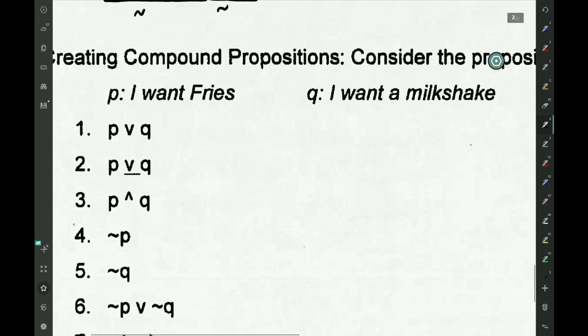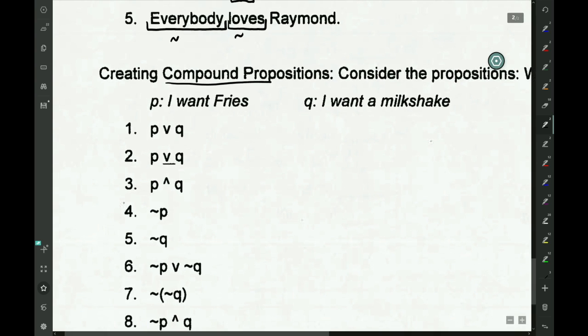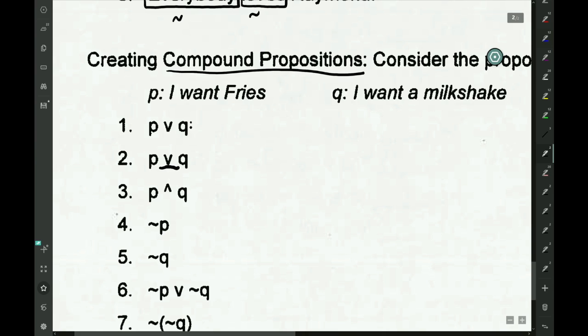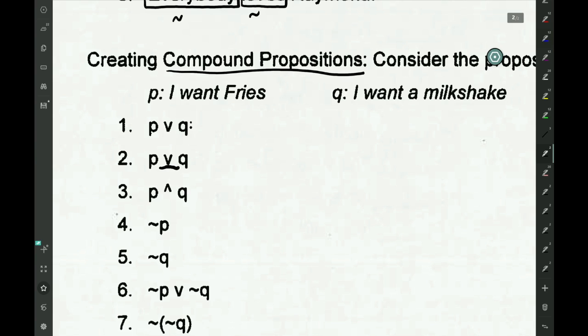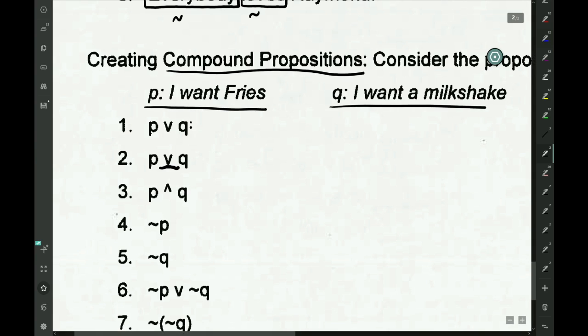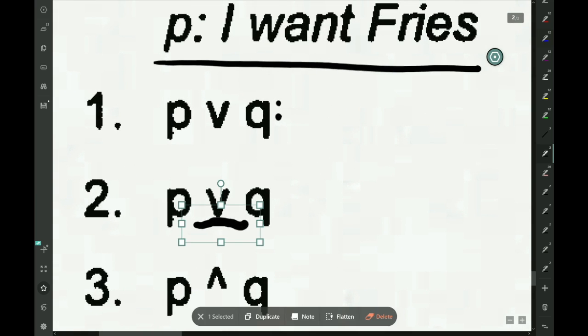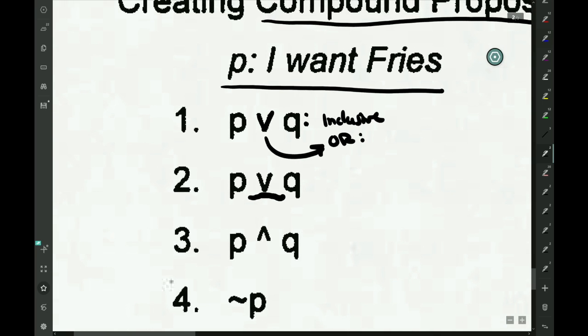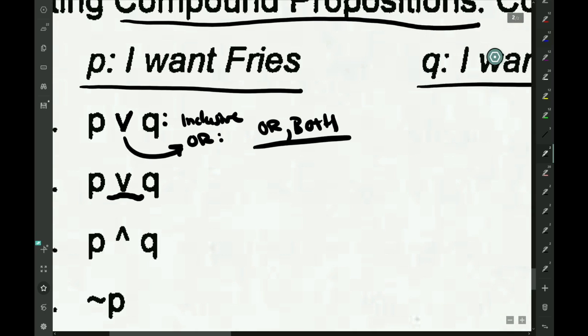The last thing here, before I let you go, is creating compound propositions. So now, consider the propositions and write the logical statement. Basically from the P and Q we're given, they will give you the symbols and you have to put them back into words. So our basic thing here is we have P ∨ Q. That is the inclusive or, which means or and both. So those two words need to be in your combination.